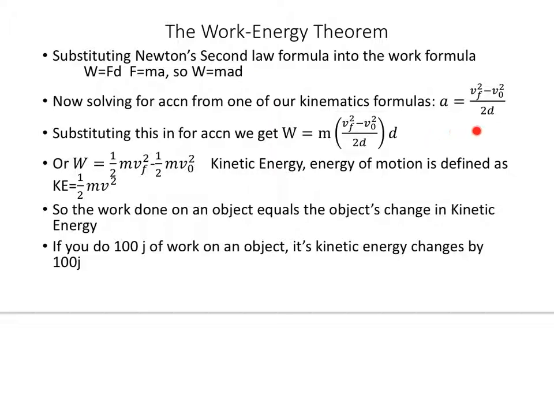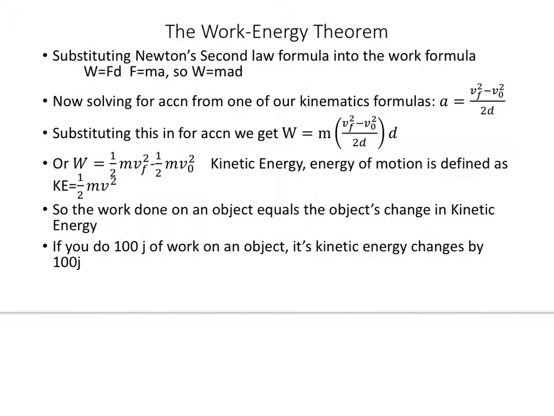So now we're going to take one of our kinematics formulas, you might remember this one, we're going to solve it for the acceleration, so we get that expression, and then we're going to substitute it in right there for a, so that gives us work is equal to mass times (Vf squared minus V0 squared) divided by 2d, times d.